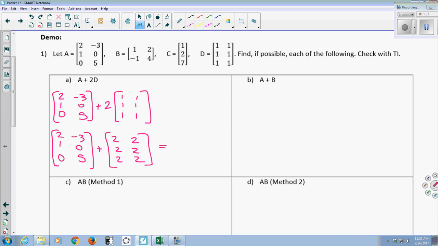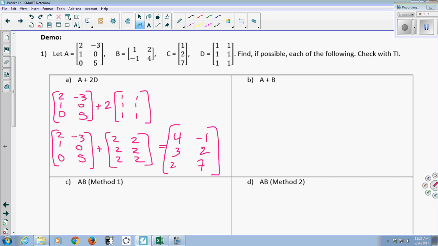So like entry 1, 1 adds to entry 1, 1. So you have 2 plus 2 is 4. And then entry 2, 1 adds to entry 2, 1. 1, 2, first row, second column, first row, second column. So negative 3 plus 2 is negative 1. And then 1 plus 2 is 3. 0 plus 2 is 2. 0 plus 2 is 2. And 5 plus 2 is 7. Just add component-wise.